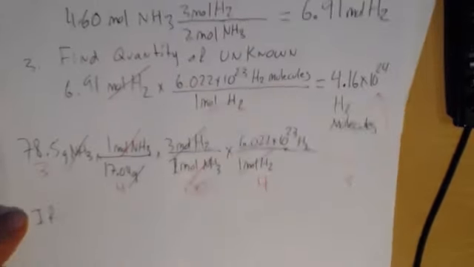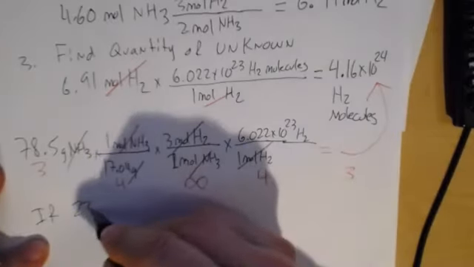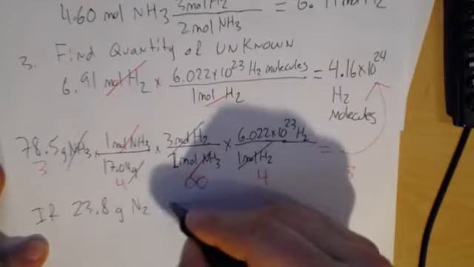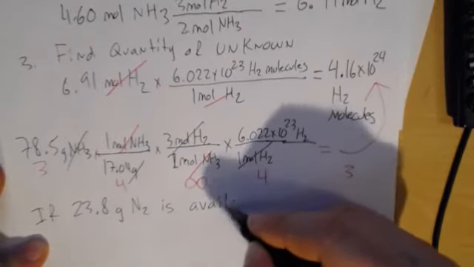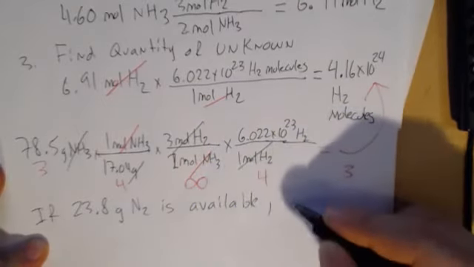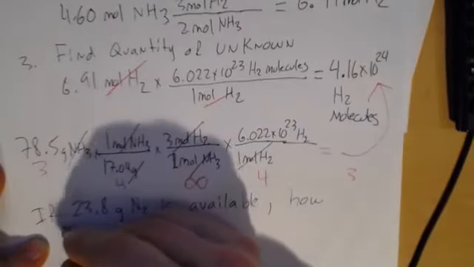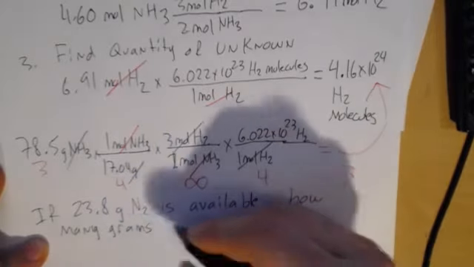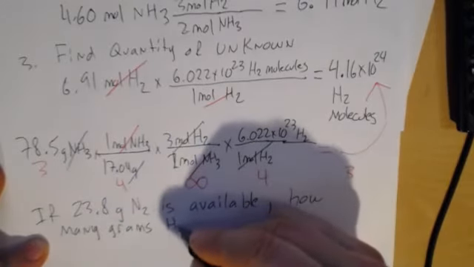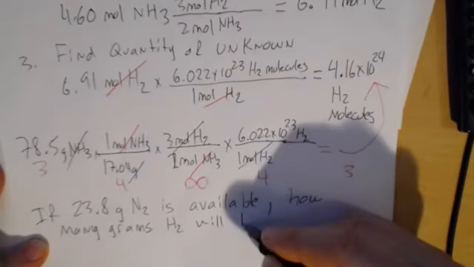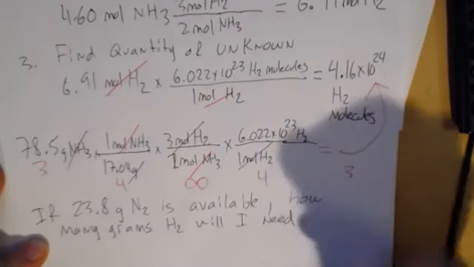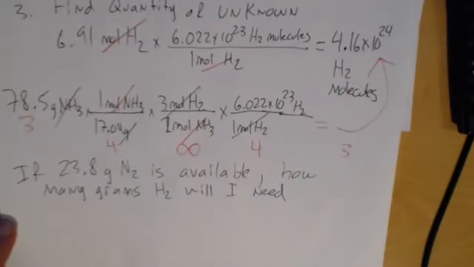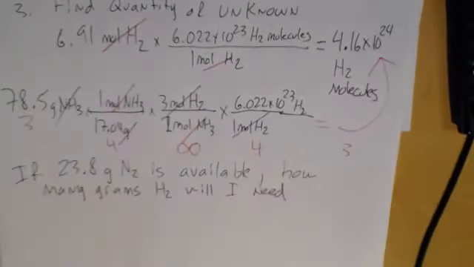If 23.8 grams of nitrogen is available, how many grams of hydrogen will I need? And so the next, did I turn off the recording? It's still recording. Let's do this one.